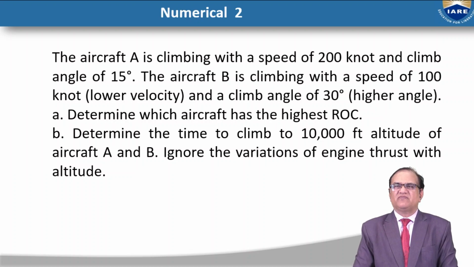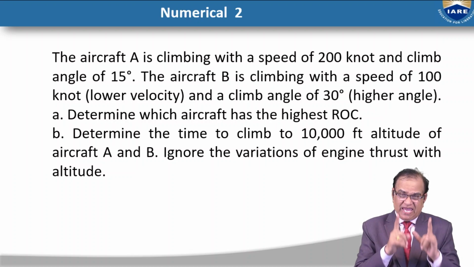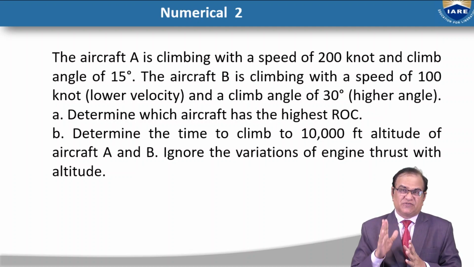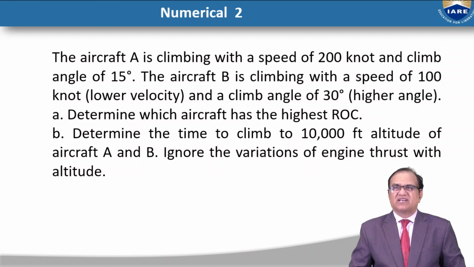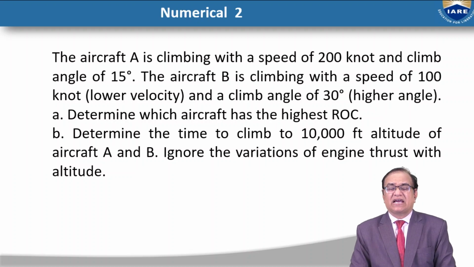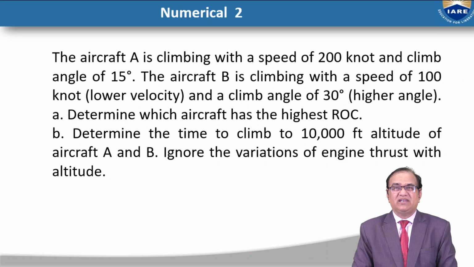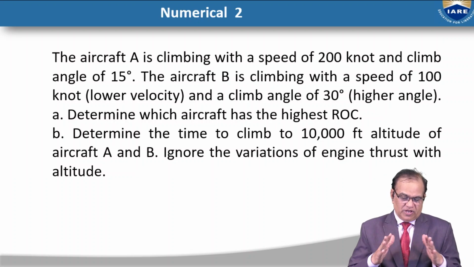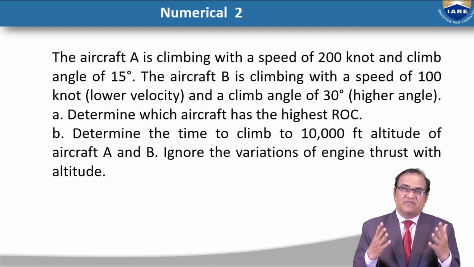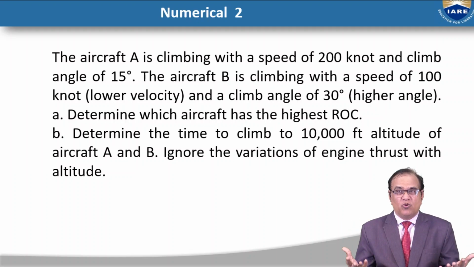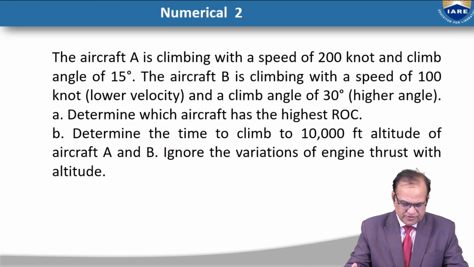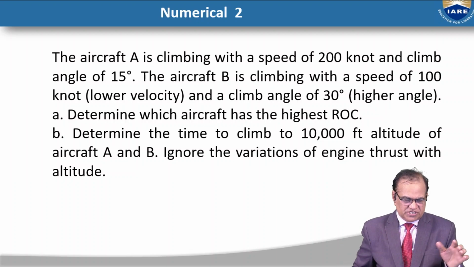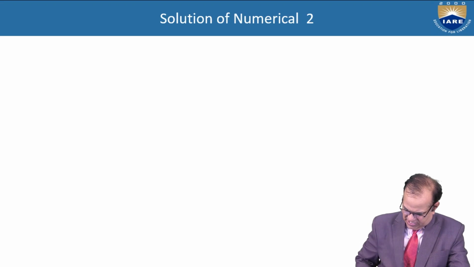The aircraft A is climbing with a speed of 200 knot and climb angle of 15 degrees. Another aircraft, B, is climbing with a speed of 100 knot, lower velocity, and the climb angle is more. Determine which aircraft has the highest rate of climb. So we have to see the rate of climb for each aircraft, A and B, and which one has more. Next, determine the time to climb to 10,000 feet altitude of aircraft A and B, ignoring the variation of engine thrust with altitude.